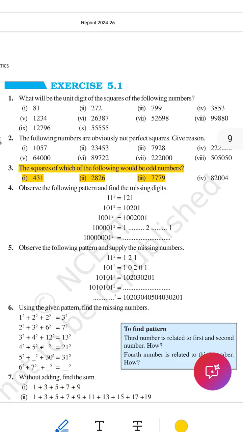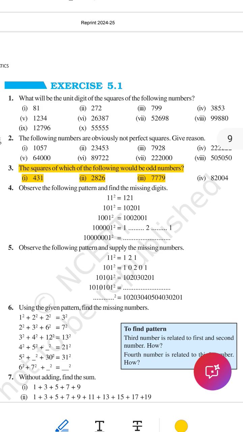Absolutely. Let me now explain in great detail, word by word, in the most beginner-friendly and simplest way, how to find out if the square of a number will be odd or even using your 3 numbers: 431, 2826, and 7779. Step-by-step explanation. First, what does odd and even mean?